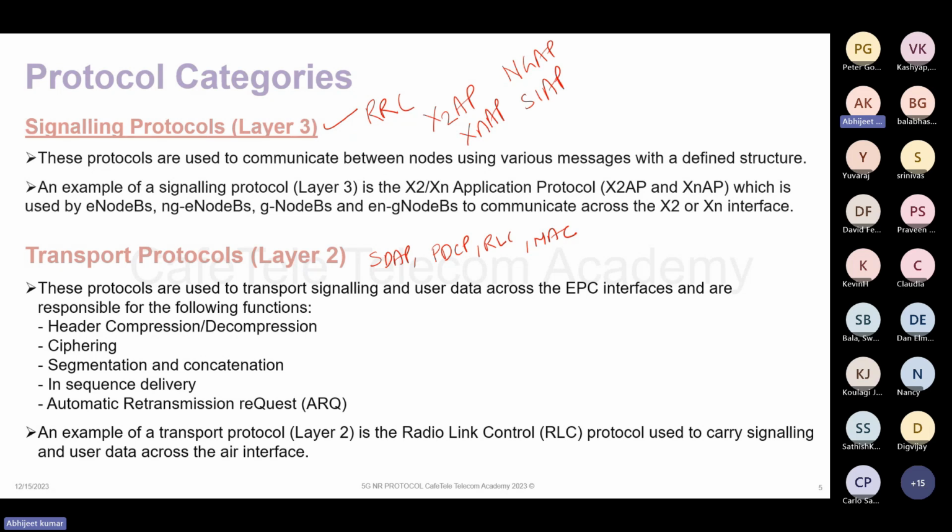When you are using X2AP and S1AP, mainly this protocol we use for EPC purposes, or eNodeB to eNodeB or gNodeB to gNodeB. And when we are using XnAP, this one we use mainly for 5G.